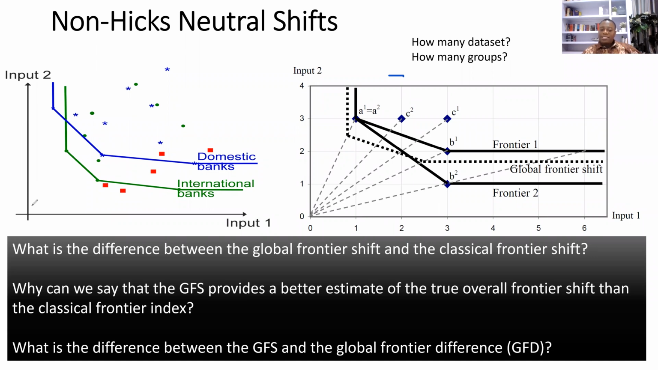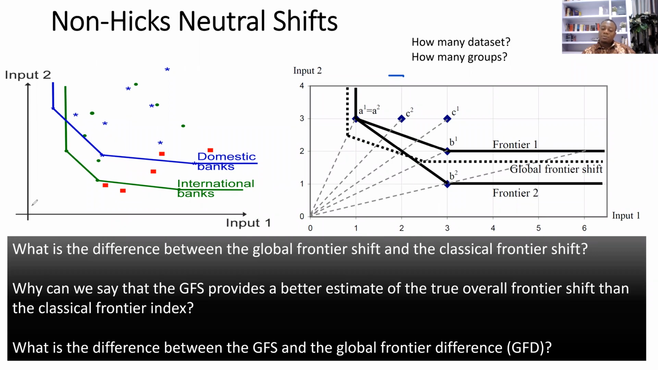Okay, Christopher, what do you understand by the two, this global frontier shift and the classical one? Doc, I think with the global frontier shift, it can compute both the shifts across time and then across groups, unlike the classical.